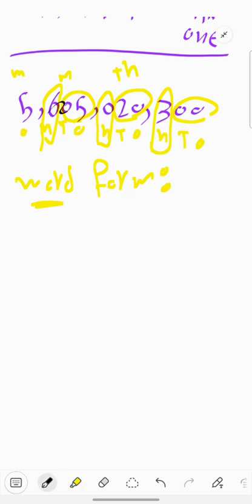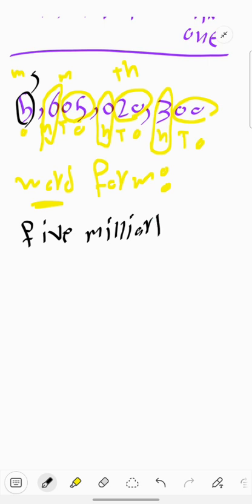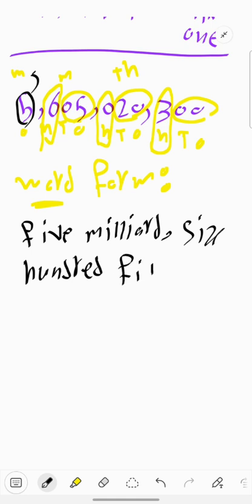So let's begin. Here you have 5 milliard, comma, 6 with 100, so it's 600. 0 and 5 together, it's just 5. So 605. Only 5? Of course not, it's 605 million, comma.